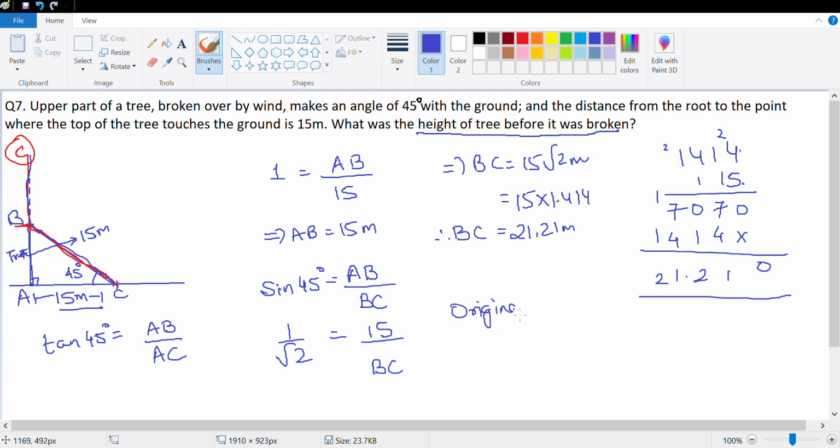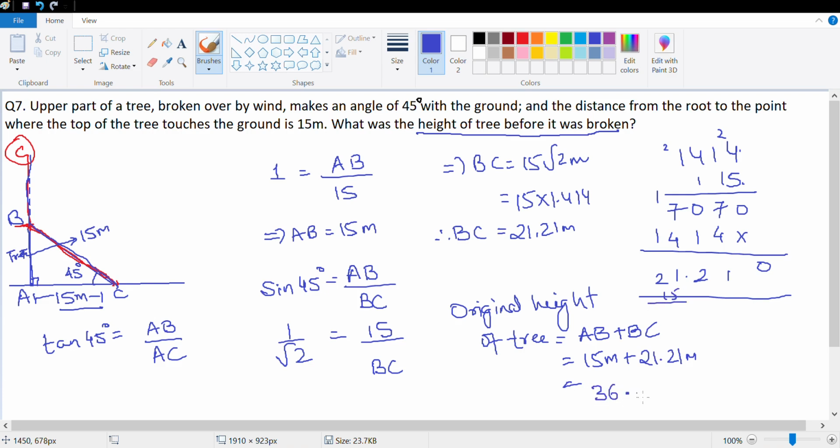Original height of the tree in this question will be AB plus BC. We calculated AB as 15 meter and we calculated BC as 21.21 meter, which, if I add 15 to it, will become 36.21 meter. So that's the final answer, the original height. Good, interesting question. It required us to use 2 trigonometrical functions to be able to solve this question. Perfect. Let's look at the next one.